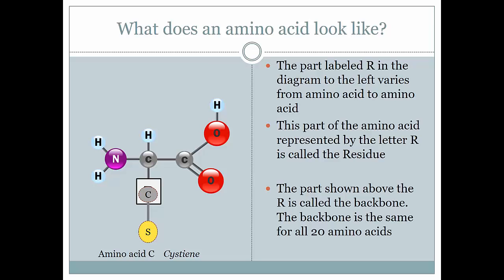They all have the same backbone. But in the box that's labeled R, we have a different chemical structure. So amino acid C is small. In its residue box, as the R stands for residue, is a carbon atom, and attached to that carbon atom is a sulfur atom, and that's the amino acid cysteine.